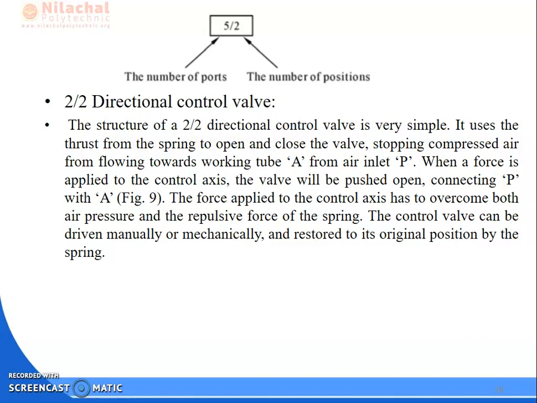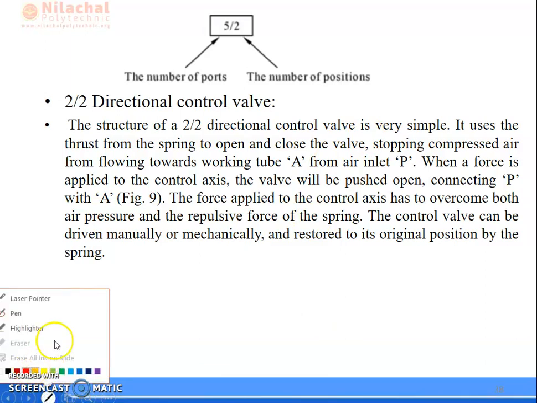It is very simple. It uses thrust from a spring to open and close the valve, stopping the compressed air from flowing. In the 2 by 2 connection there are 2 ports and 2 positions. The 2 ports are the inlet port or supply port, P, and A, the working port. If the flow direction is P to A, there is flow; if it is a T, that means the flow is shut off.